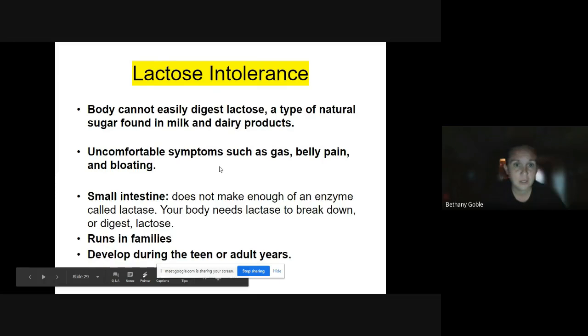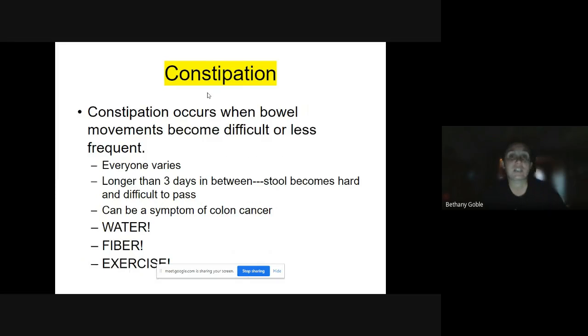All right. Constipation. I told you, constipation is when you're not going number 2, and that waste is just being stored in there. It could cause some serious issues. It might be hard to go poop, and it hurts, right? Everyone varies, but when it's longer than 3 days in between, that stool becomes so hard and it's hard to pass. It could be causing blockage issues. It might not be coming out because it's blocked. And I don't want to scare anyone, but it could be blocked because maybe there's a tumor, and that could be colon cancer.